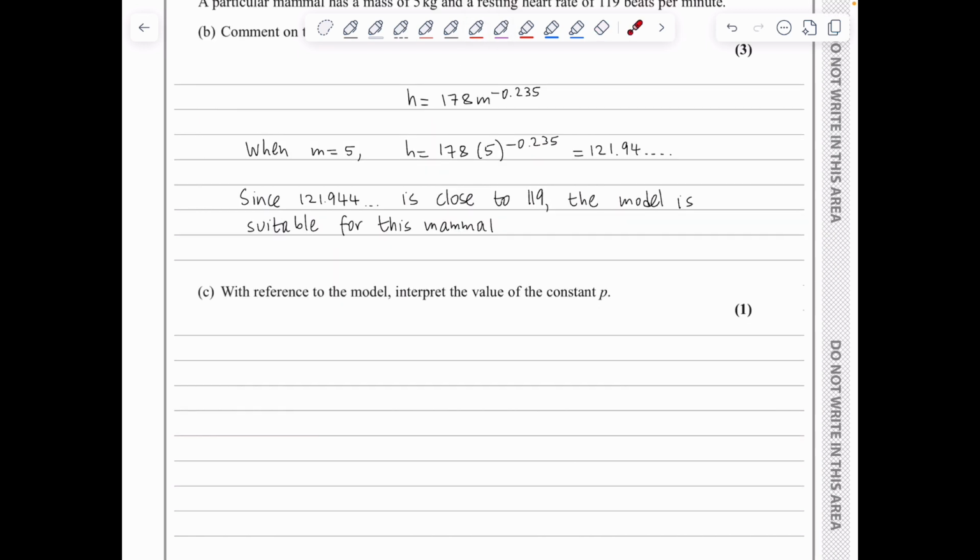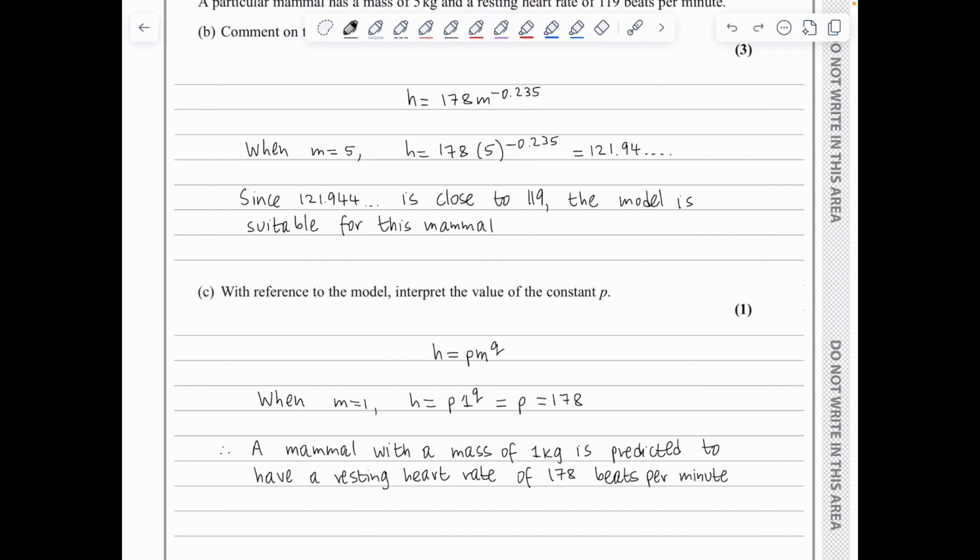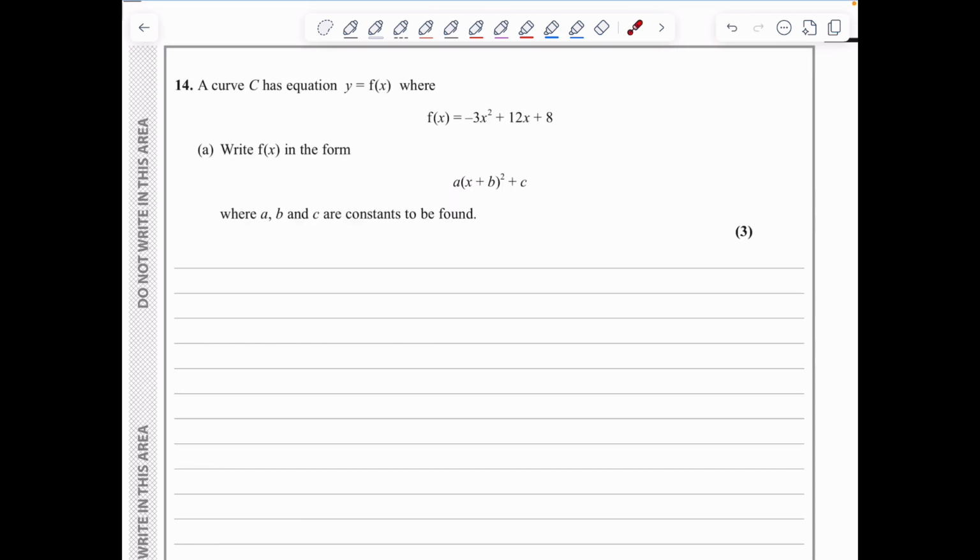In part C, we need to interpret the value of the constant P with reference to the model. So the model was H is PM to the Q. We notice that when we put M to be 1, we arrive at H being equal to P times 1 to the power of Q, which is simply P. Well, we have found P to be 178. And therefore we conclude that if we've got a mammal with a mass of 1 kilogram, then we are predicting 178 beats per minute.